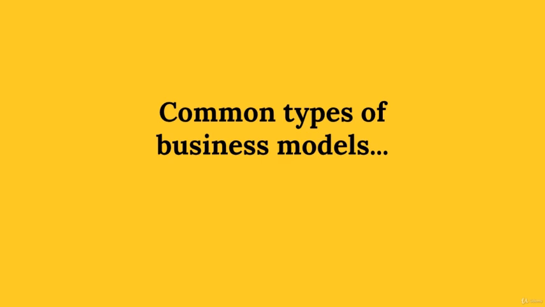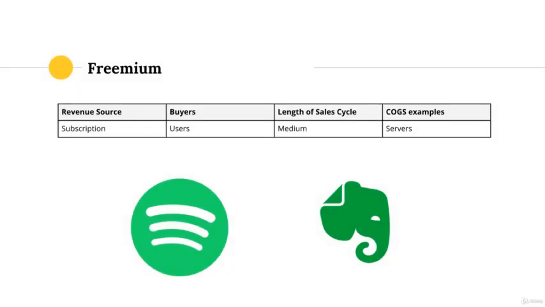Now let's go through some common types of business models. First, we have freemium. So these are usually subscription businesses targeting end users, medium sales cycle, and if you're talking about software, usually not many more costs than just servers. So Spotify is a great example of this, as is Evernote.